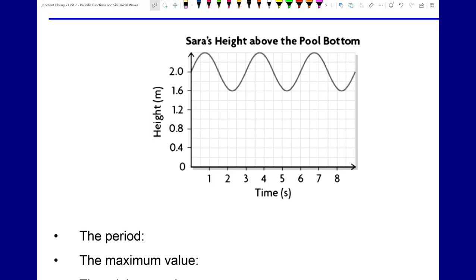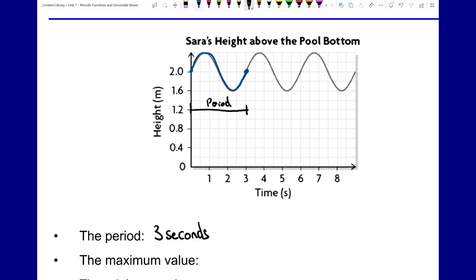So the first thing I'm going to do is the period, but in order to do that, I need to highlight one cycle. Because it is a sine wave, I'm going to start here. I'm going to trace along my function until I get back up to that value on the upwards, and I have it down here. I can now take a look at the period. That is the length of one cycle, and it looks like it is about 3 seconds.